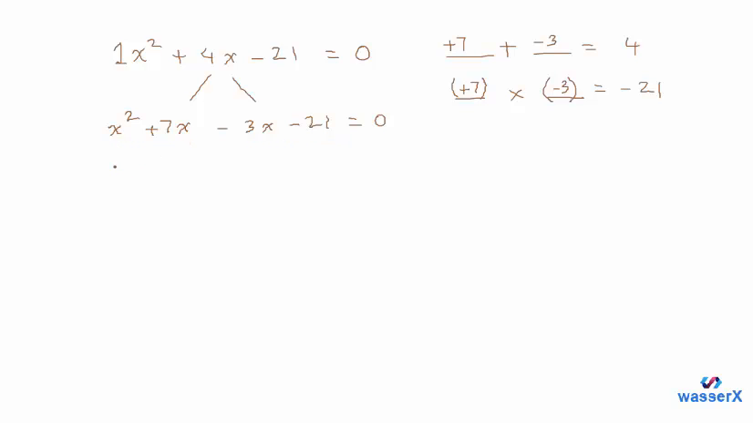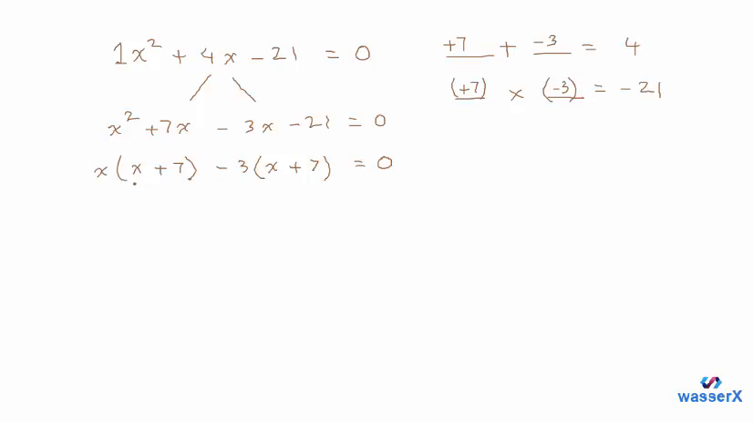Factorize x squared plus 7x. The common factor is x. Take it out. Parentheses. x plus 7. Do the same thing with these two. The common factor is negative 3. Take it out. Left with the x on this one. And negative 3 times positive 7 gives you negative 21.